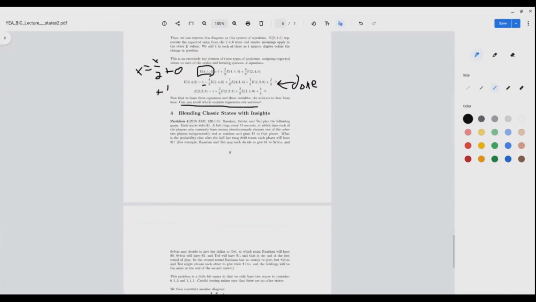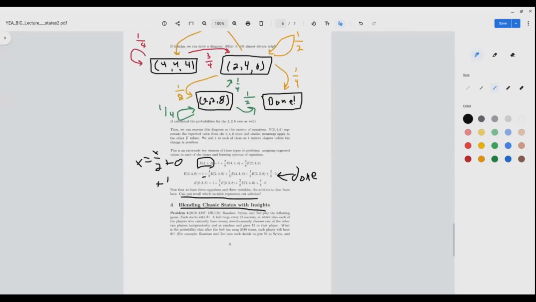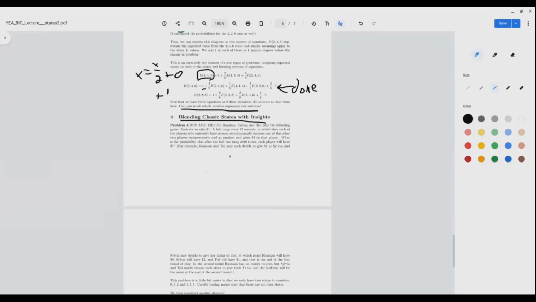Okay, the last problem is going to be called blending states with insights. What this means is creative problems that are slightly different from this kind of thing, which is just computation heavy.